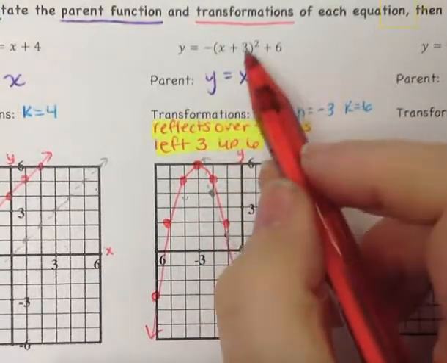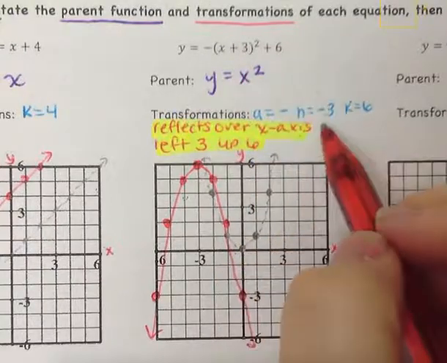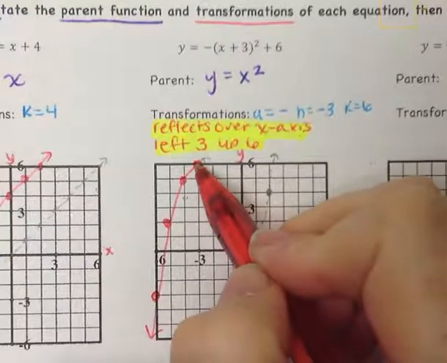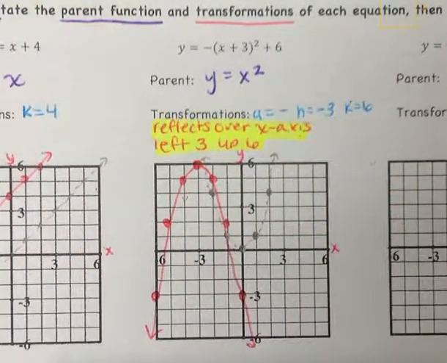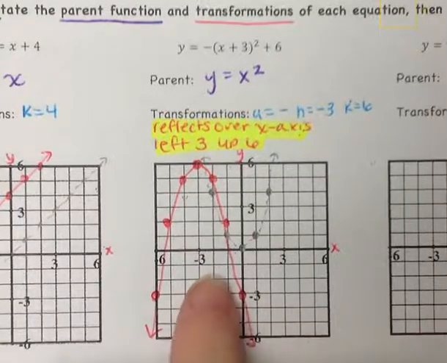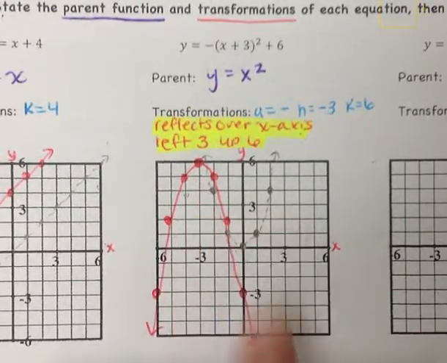This is a vertex of negative 3 and positive 6 because your h and k are negative 3 and 6. That's your starting point. That is your vertex. That's using the transformations to help us with our graphing of our parent function coordinates.